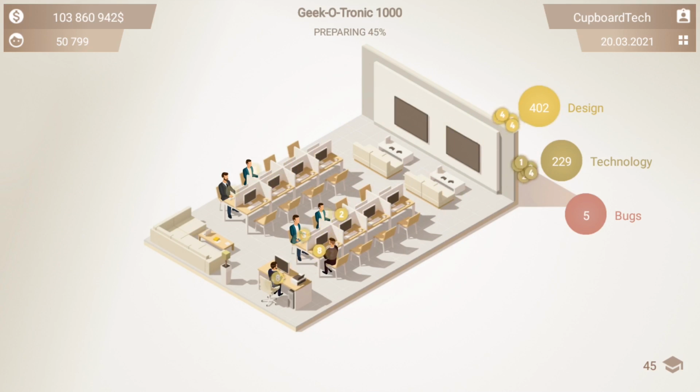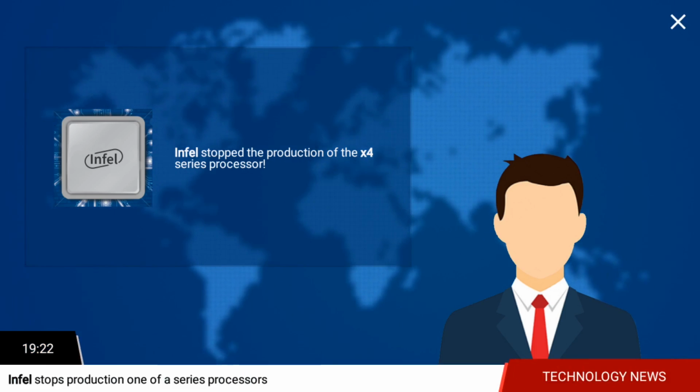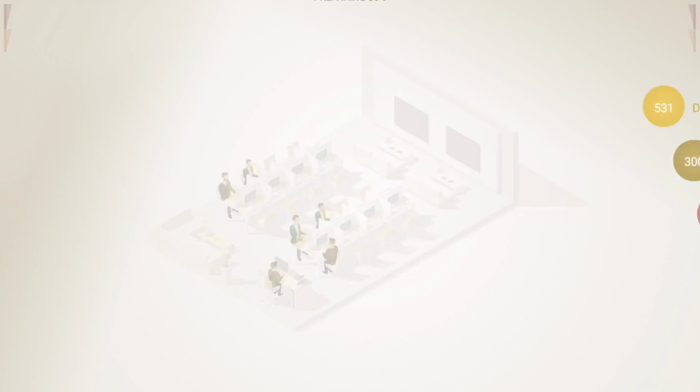50,799 fans, $103 million in the bank. Can I not just quit now? Can I just take the $103 million and run off to a beach in Hawaii somewhere and just stay there? Intel, stop the production of that thing. Yeah, great. Thanks for that.